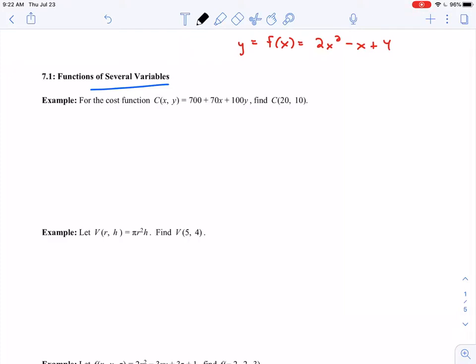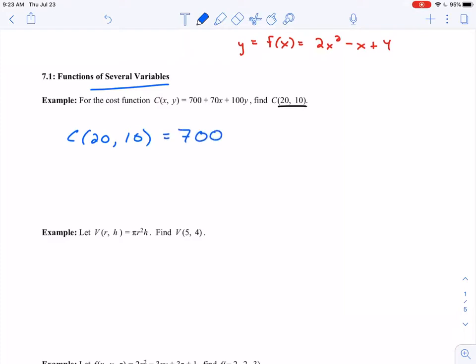So here I have this cost function, like I said, C of x, y equals 700 plus 70x plus 100y. I want to find C of 20 comma 10. So really in this first section, we're just going to get used to working with functions with several variables, just kind of evaluating them. So if I wanted to look at C of 20 comma 10, I'm going to take 20, plug that in for x, take 10, plug that in for y, and then evaluate the expression that I come up with.